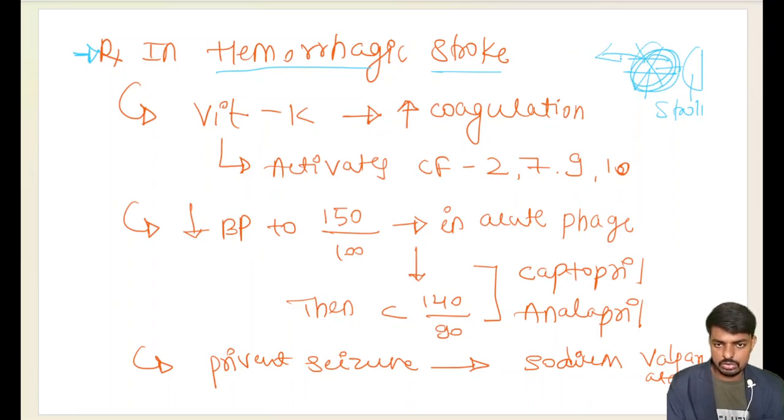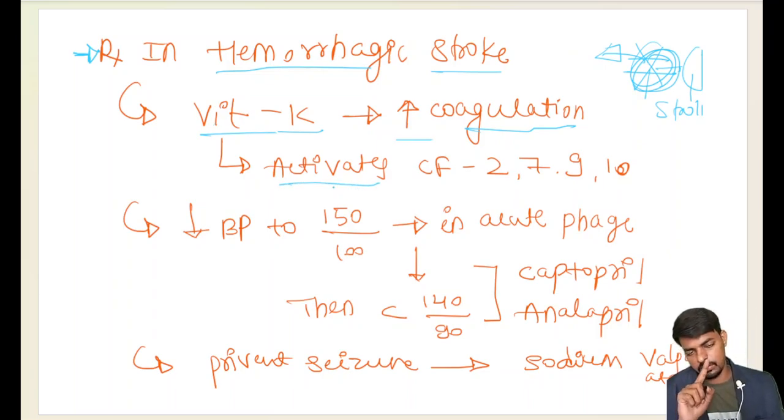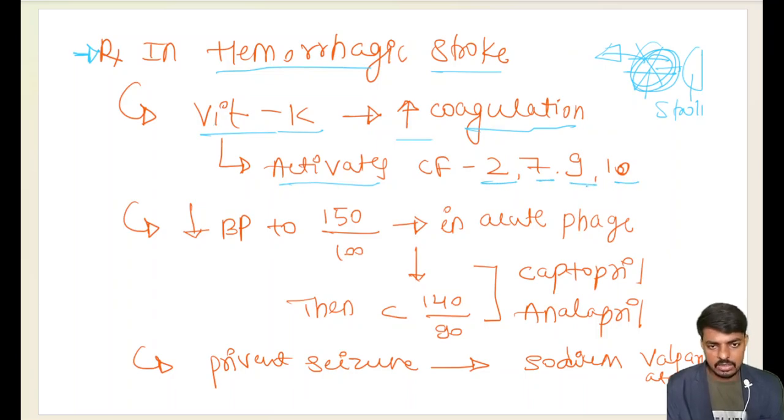So to stop the bleeding, we need to activate the clotting factors. To activate the clotting factors, we need to give vitamin K. We give a vitamin K injection, which increases coagulation by increasing the clotting factors. The examiner will ask which clotting factors are dependent on vitamin K. The vitamin K dependent clotting factors are 2, 7, 9, 10. Very important. These are the clotting factors that are dependent on vitamin K.